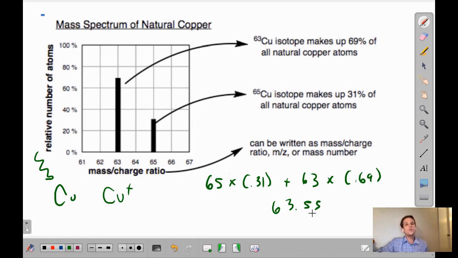So that's what you do with a mass spec. That's an example of how to read one, what to use it for, how it works. Now you might notice this down here. It says mass to charge ratio. You're like, wait, I thought this was just mass.